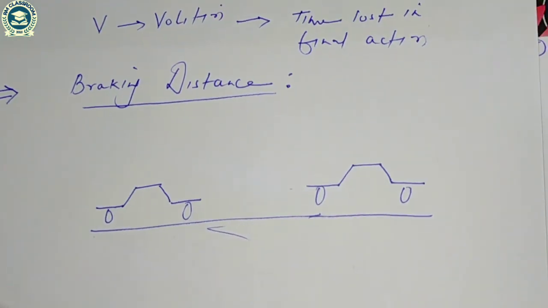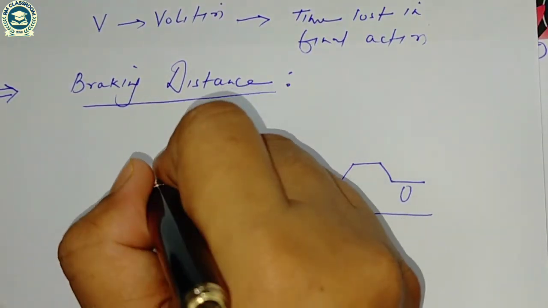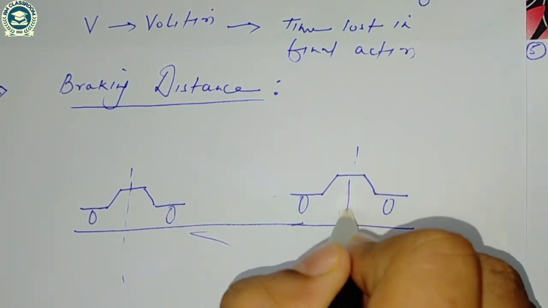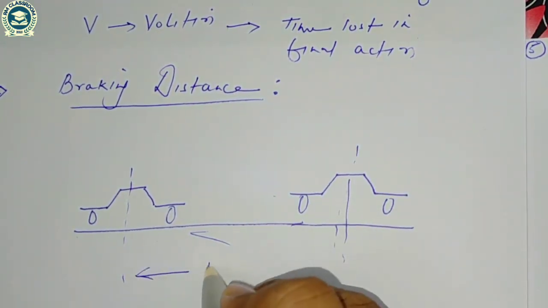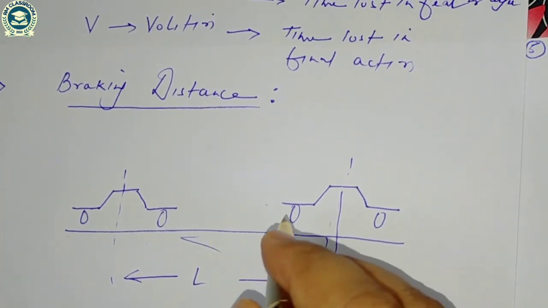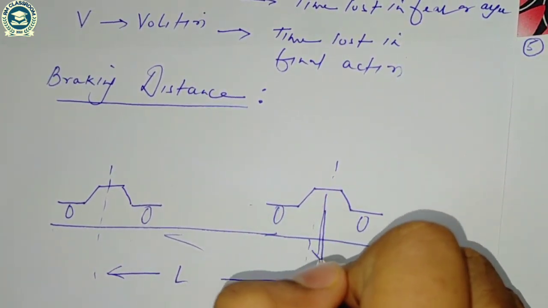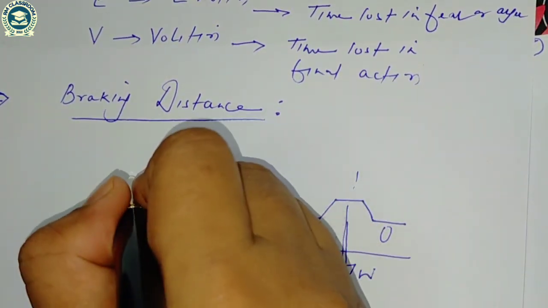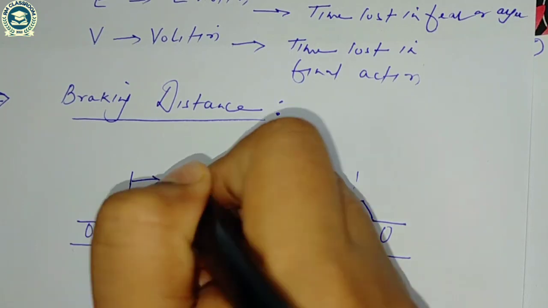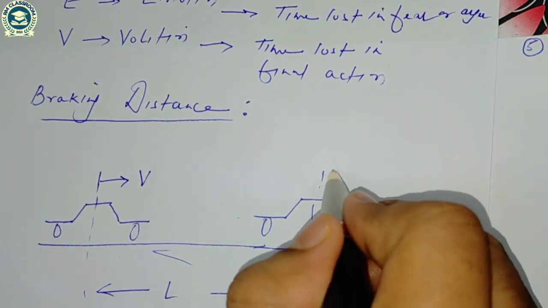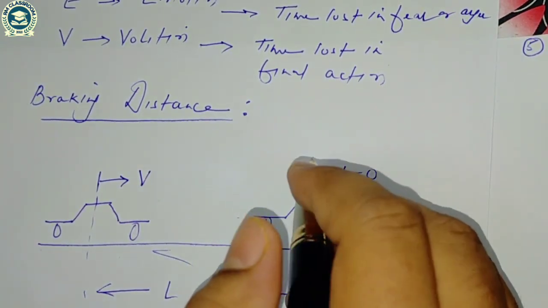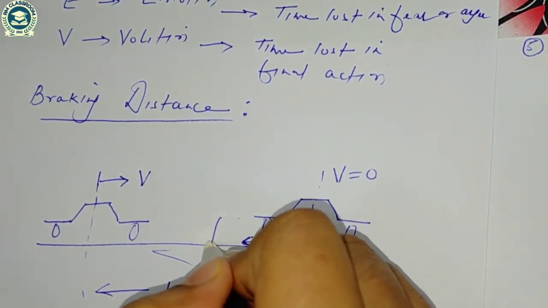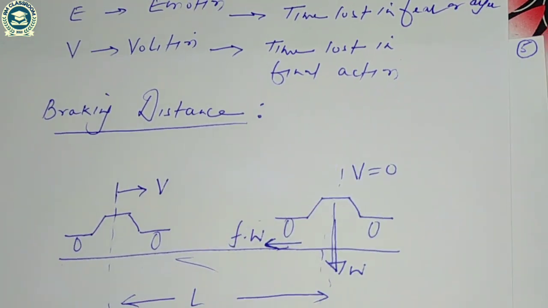So this is the L distance apart, and this is the weight of the vehicle. Velocity is V. Here velocity is 0. The force acting is F into W.